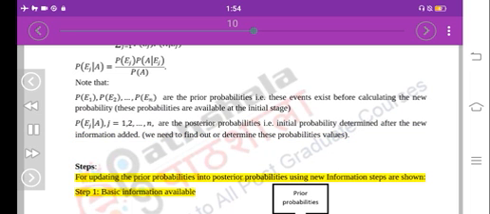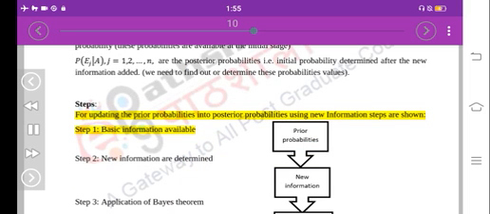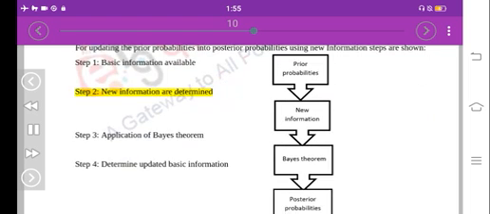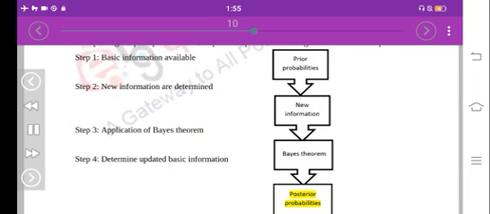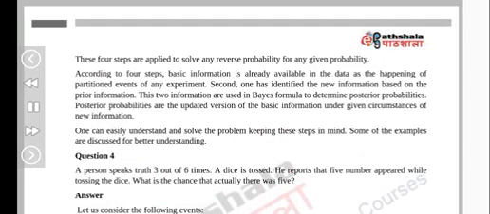Steps. For updating the prior probabilities into posterior probabilities using new information, the steps are as follows. Step 1, basic information available. Step 2, new information is determined. Step 3, application of Bayes' theorem. Step 4, determine updated basic information. Prior probabilities, new information, Bayes' theorem, posterior probabilities. These 4 steps are applied to solve any reverse probability for any given probability.